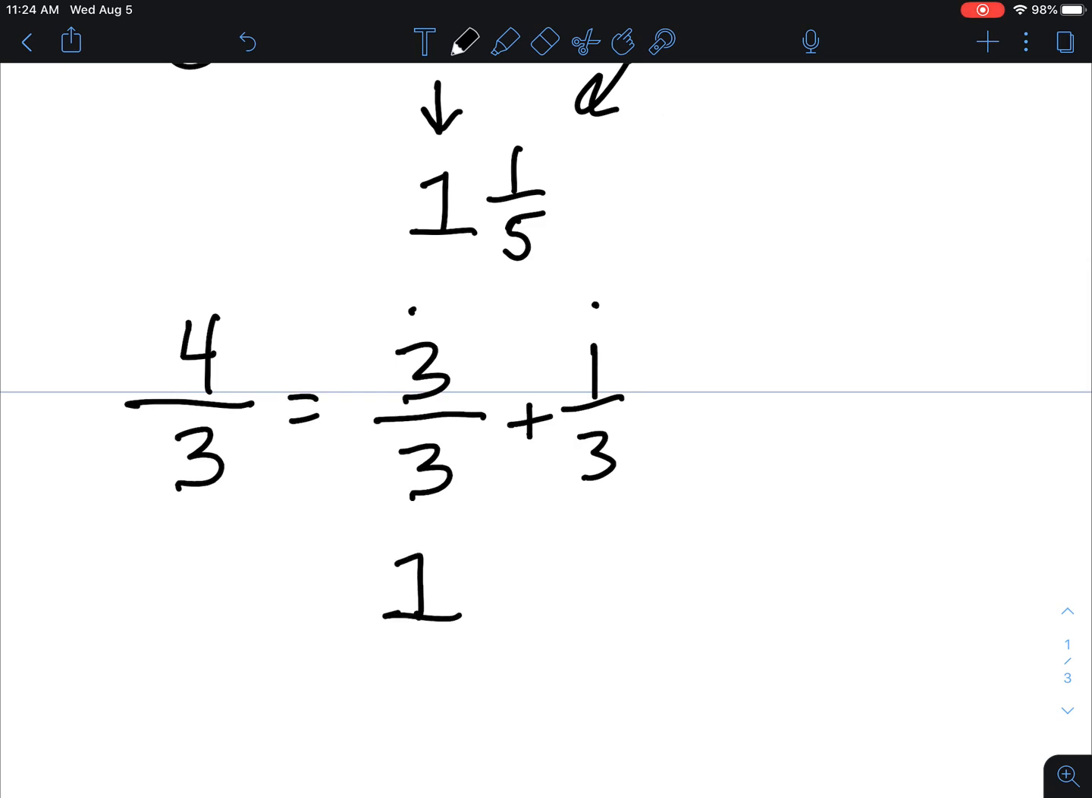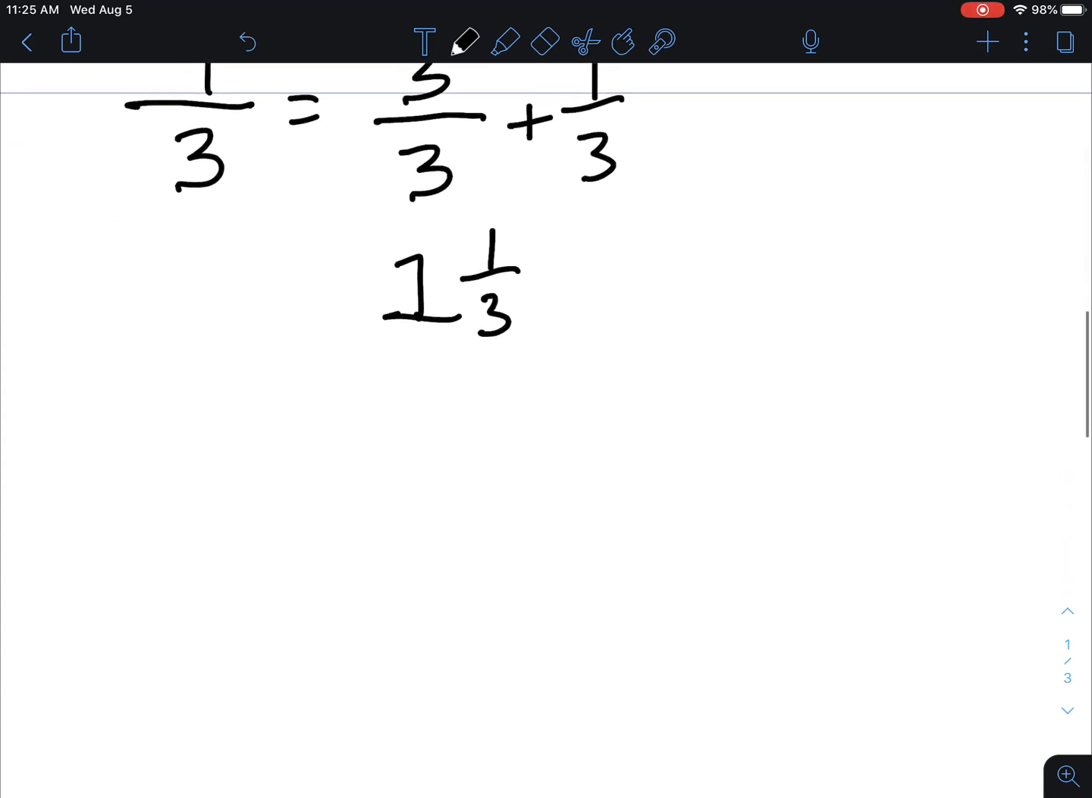So you just have to make that 3/3 into a 1 and put your 1/3 next to it. So you just made an improper fraction into a mixed number. As always, if this is confusing at all, don't worry, we're going to have tons of practice with this. You guys are going to be pros at this. All right. Now going the other way.